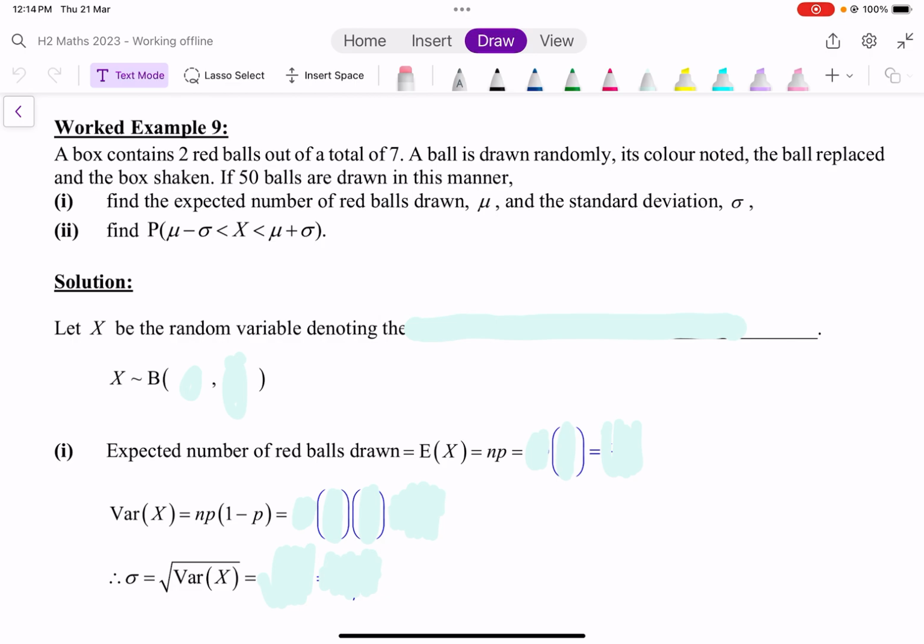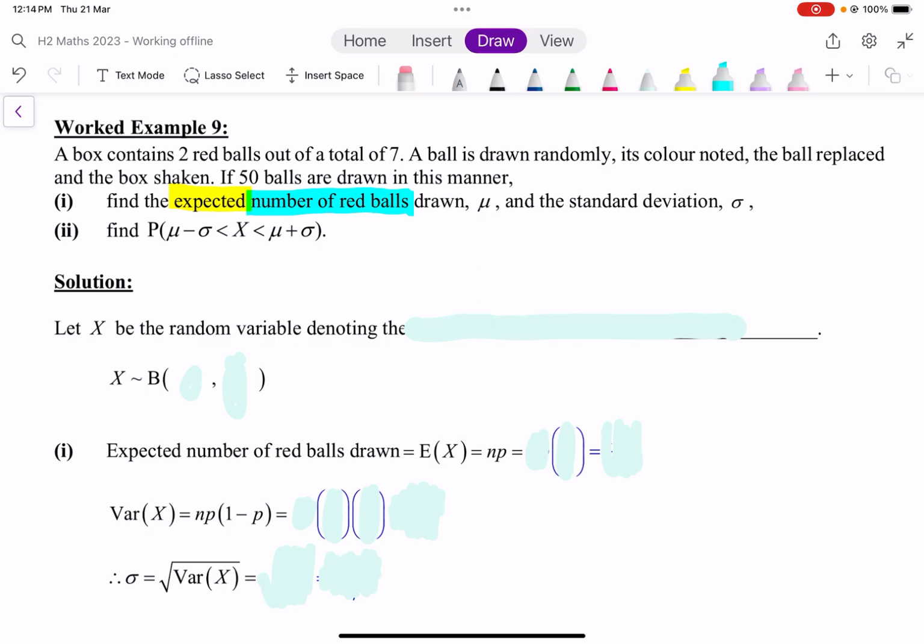Meaning, first you pick a ball, look at the color, put back. Then pick another ball, look at the color and put back, and so on and so forth. Find the expected. The key word here is expected. When you see this, it means they want the expectation, the mean. So find the expected number of red balls drawn. The random variable here will be the number of red balls that you will get.